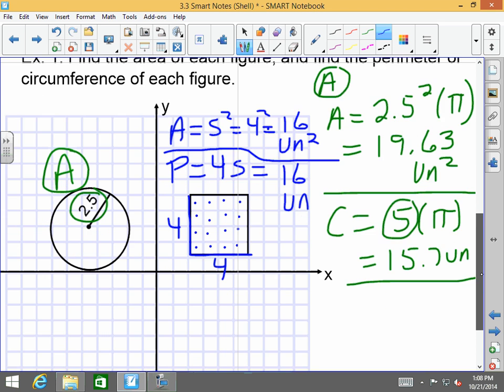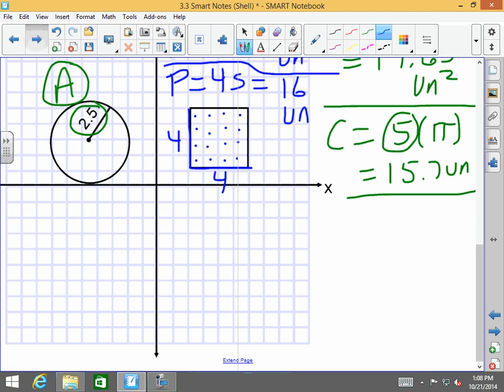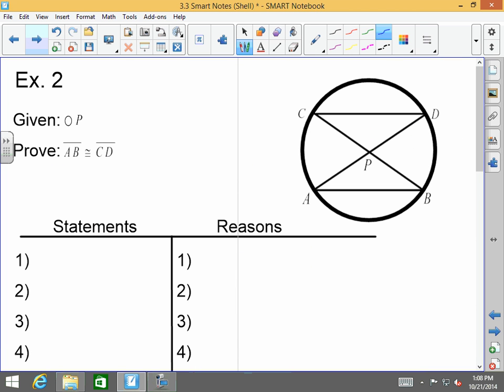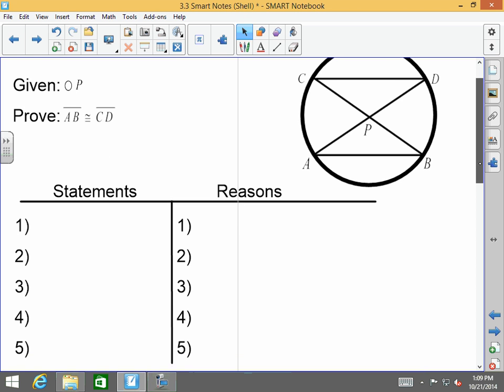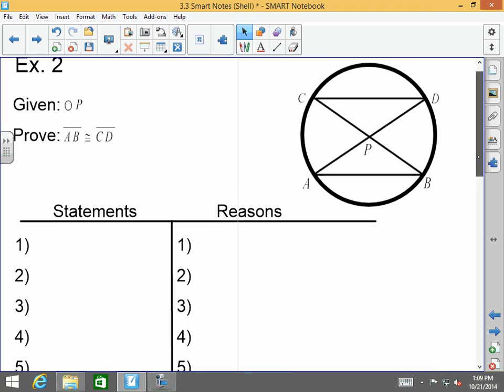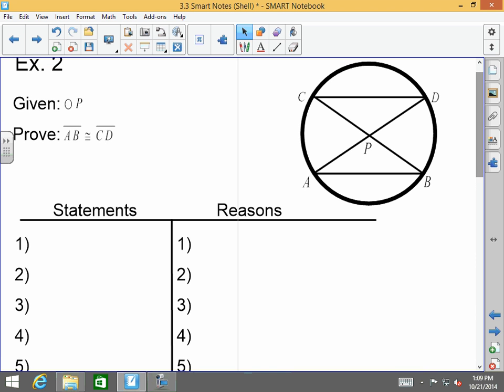And now, let's get to the part that you guys love. Okay, which are the proofs. Yeah, I know you guys love this part. All right. Let's do it. Okay. My given, I only have one given here, guys. I have a given that it's a circle. Circle P is the given. That's it. That's all I have. And P is in the center. Okay, that's why they call it circle P. Circles are named by their center point. So, circle P. That's given.